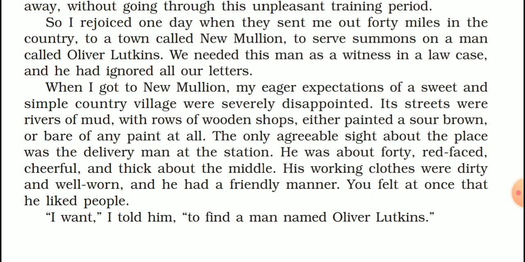I told him, to find a man named Oliver Lutkins. So now what happened is that all of a sudden the narrator was not very happy, because one day he was sent 40 miles away to a country town called New Mullen, and he was supposed to find a person whose name was Oliver Lutkins. This man was a witness in some case, and he had ignored all sorts of letters and was not appearing in front of the judiciary.